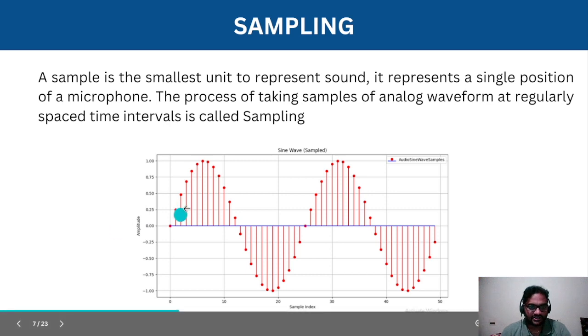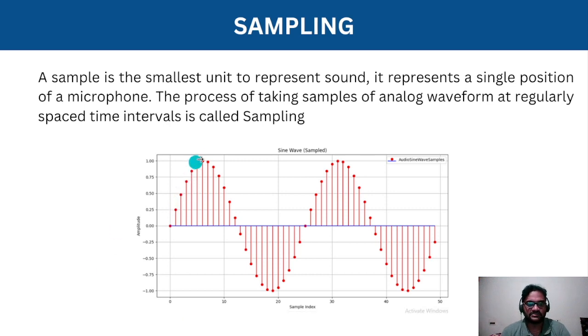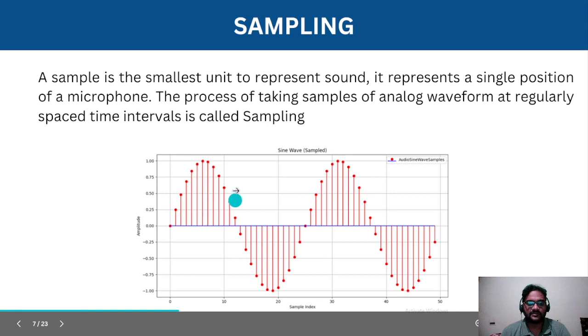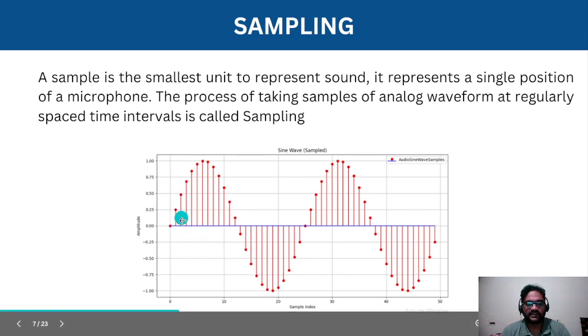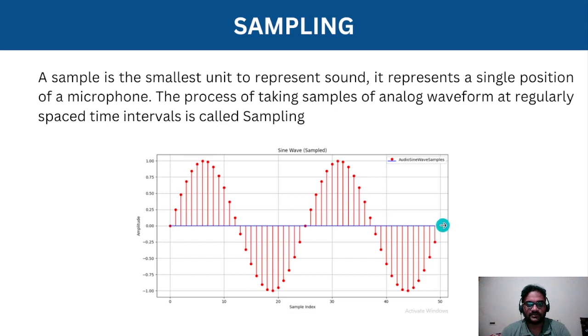See, this is the sampling actually. Each one is called a sample. A sample is the smallest unit to represent sound. It represents a single position of a microphone. The process of taking samples of an analog waveform at regularly spaced time intervals is called sampling. So here, on the sine wave, we are taking samples at specific times. Let's say we have 50 samples here, first sample, second sample. Whatever sine wave we have here, we are converting into samples. For a 2 hertz sine wave over 1 second, we took 50 samples here.